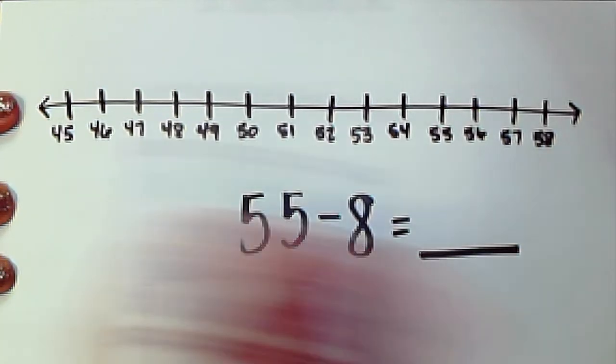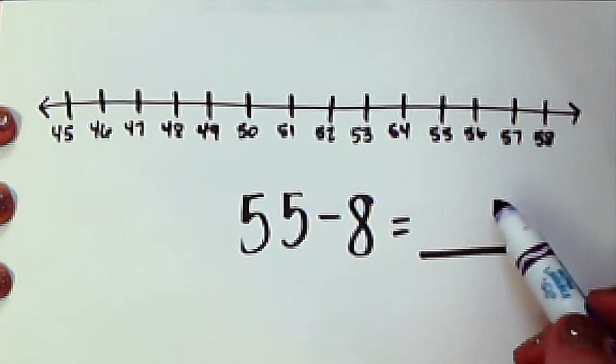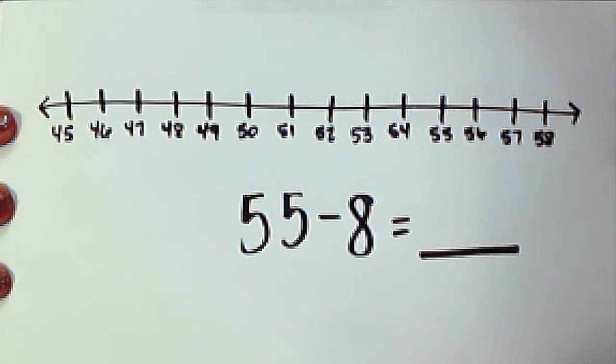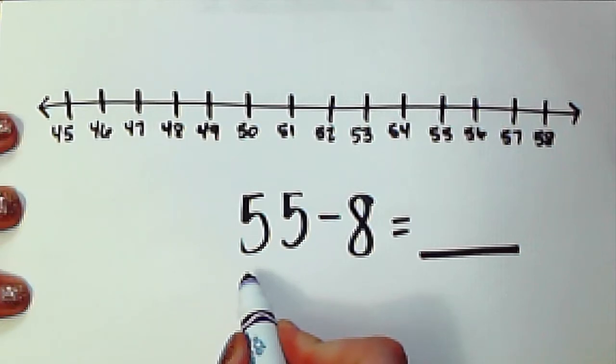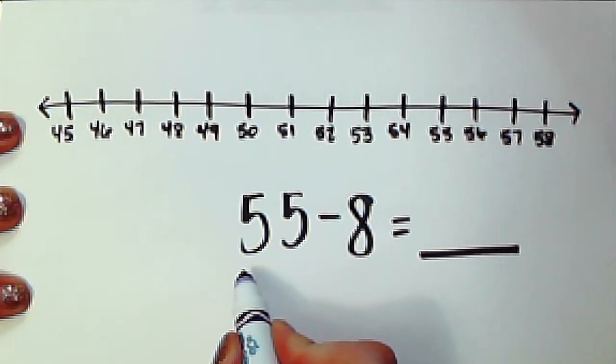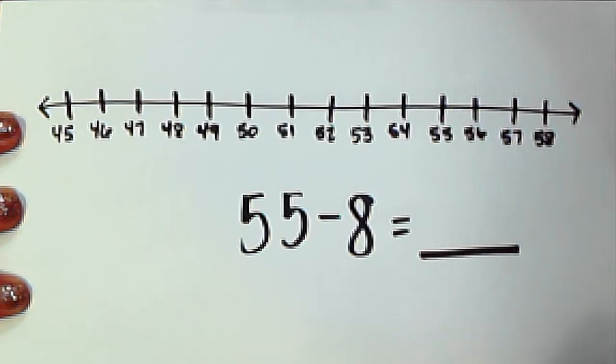So what we're doing with our number line is we're using this number line to help us subtract. And so the first thing that we have to do when we're reading our subtraction problem is find the larger number. So this says 55 take away 8. And in second grade math, our larger number is always going to be first. So this is our larger number.